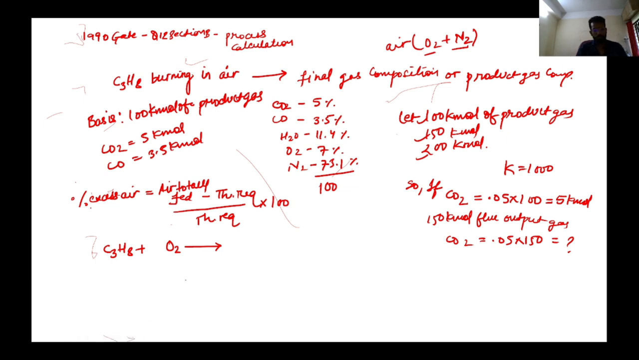So C3H8 plus O2 gives CO2 plus H2O. We'll balance it later. C3H8 plus O2 gives CO plus H2O. So H is 8, so 4, 4. C is 3, so 3, 3. Now 3 twos are 6, 6 plus 4 is 10, so here 5 and here 7. Okay, now the equation is balanced.